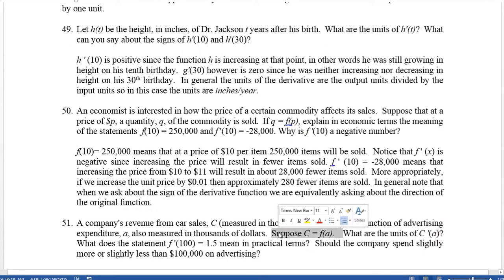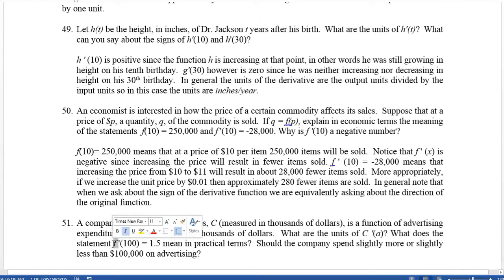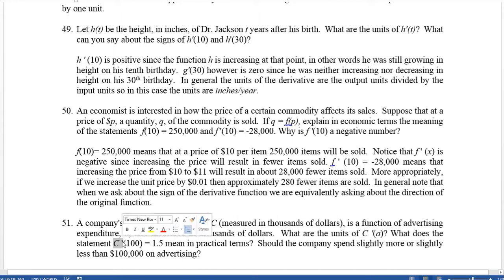It's better to use better units here anyway. So I'm just going to go ahead and use C for the output, which is what it really should be, and A for the input. So what are the units of C prime of A? Well, they're going to be the units of C divided by the units of A. That is, C is thousands of dollars of revenue, and the units of A are thousands of dollars of expenditure. So it's really $1,000 per $1,000, or dollar per dollar.